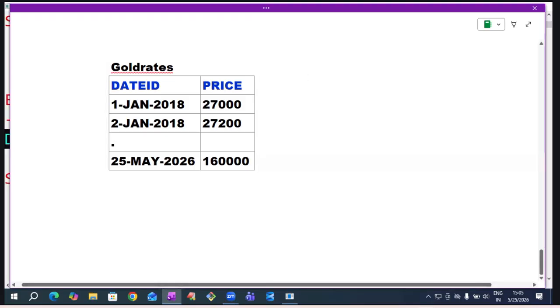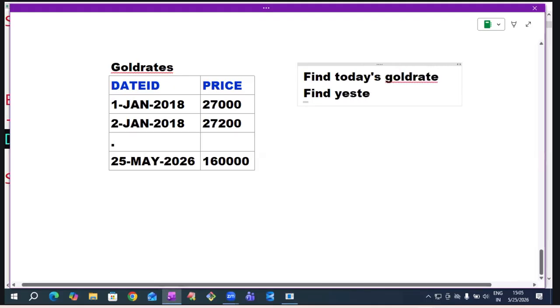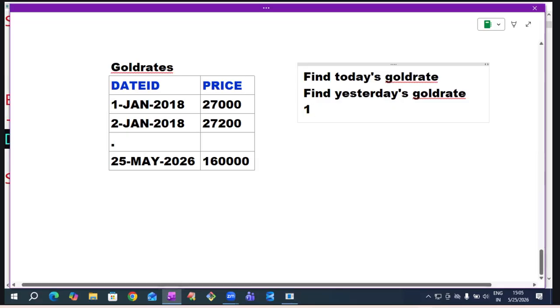So the questions are like this. Find today's gold rate. Find yesterday's gold rate. Find 1 month ago gold rate. Find 1 year ago gold rate. Like this. Same model, the data is different.